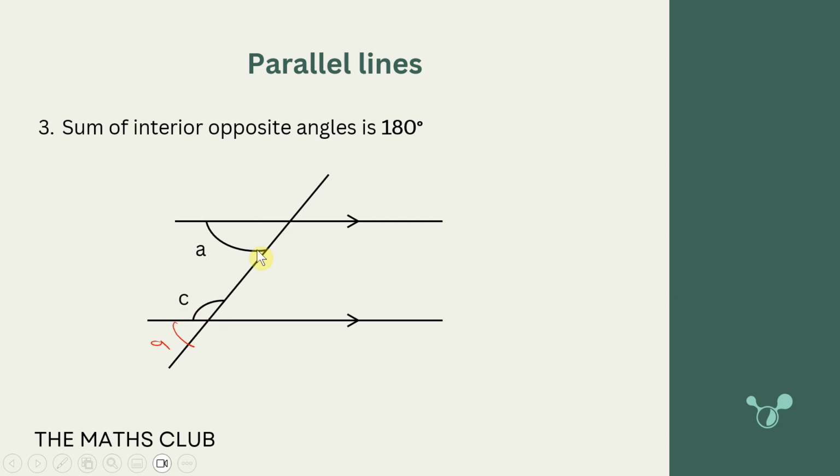And they are inside the boundary. So A plus C is equal to 180. Also, these two are opposite each other, up and down, right? And they are within the same boundary of the parallel lines. So B plus D is equal to 180 degrees.